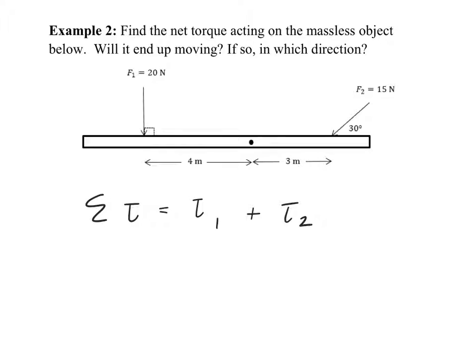We're going to find the sum of all the torques acting, just like we did with forces. With forces, we did the sum of the forces, and we set it equal to MA sometimes. For now, we're not going to set it equal to anything. We're just going to say, let's find the sum of the torques, which is torque 1 plus torque 2. However many forces there are, that many torques.